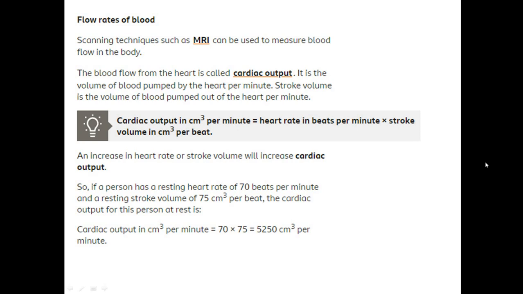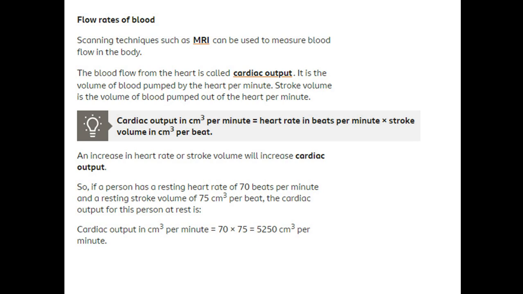Just a note about flow of blood. You can use MRI scans to measure the flow of blood in a body. The blood flow from the heart is called the cardiac output and is the volume of blood pumped by the heart per minute, and the stroke volume is the volume of blood pumped out of the heart per beat. To measure the cardiac output in centimetres cubed per minute, it is the heart rate in beats per minute times the stroke volume in centimetres cubed. So if you increase the heart rate or the stroke volume, the cardiac output will increase.